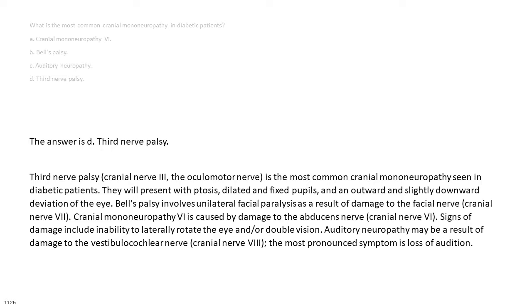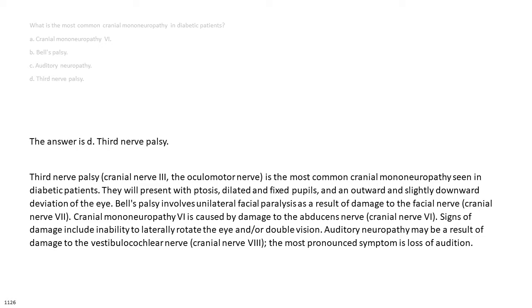The answer is D. Third nerve palsy. Third nerve palsy, cranial nerve 3, the oculomotor nerve, is the most common cranial mononeuropathy seen in diabetic patients. They will present with ptosis, dilated and fixed pupils, and an outward and slightly downward deviation of the eye.